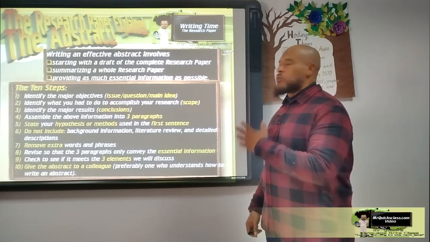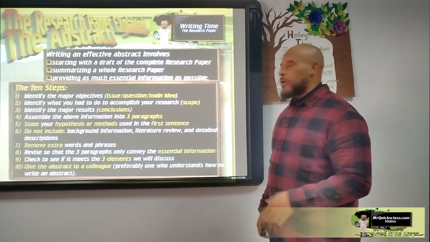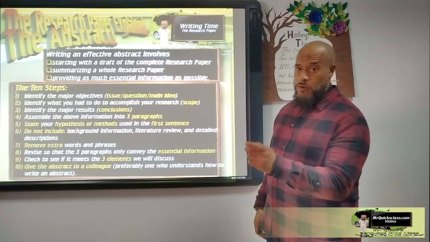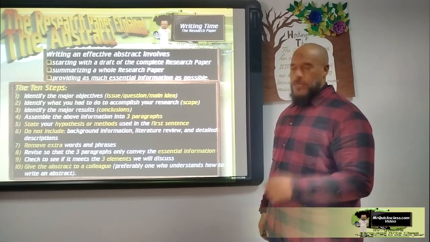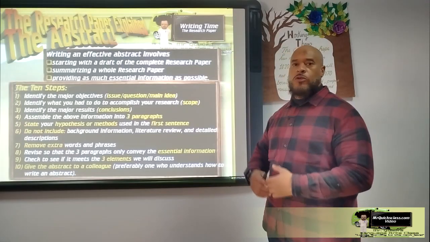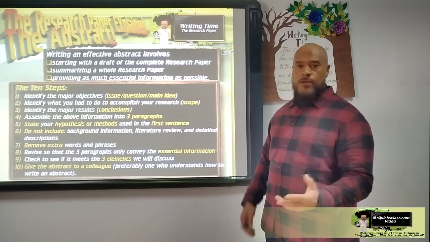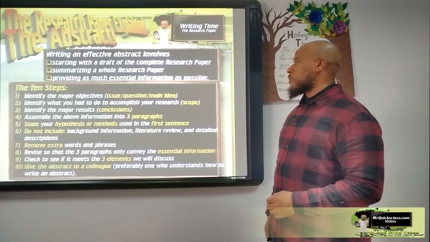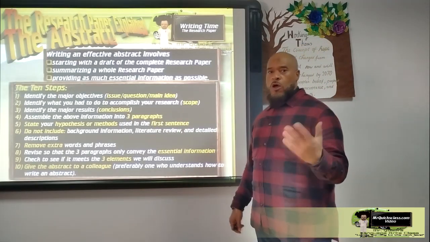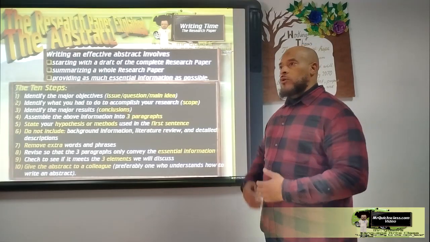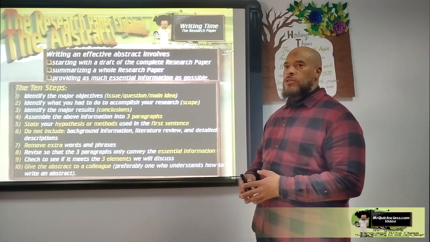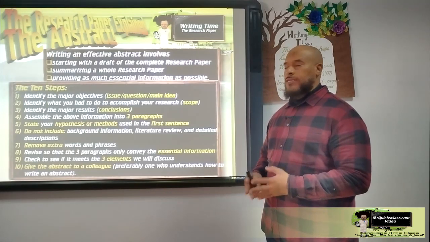Then you're going to identify what you had to do to accomplish your research, which is the scope, and that is going to be the second paragraph of the abstract. That's when you go into what you had to do, what you had to research, and what you had to read or watch or hear in order to do the research for your research paper. And then three, identify the major results or the conclusions, because of course you're doing a study, so you have to have a conclusion to whatever your position was at the beginning.